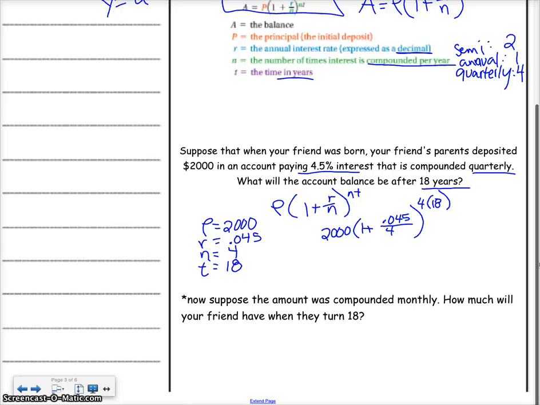I'm going to tell you how I'm punching this into my calculator. 0.045 divided by 4. I hit enter, I get a big decimal. I'm going to add 1, hit enter again, and it's still a big decimal. I'm going to raise that to, oops, I forgot, what's 4 times 18? 72. I'm going to raise that to the 72nd power, and I get another ginormous number. And then I'm going to times it by 2,000. I'll show you. So that is $4,475.53 once you plug that in.